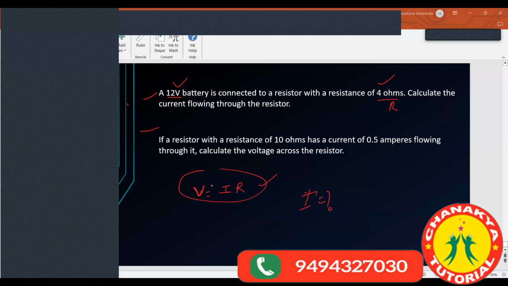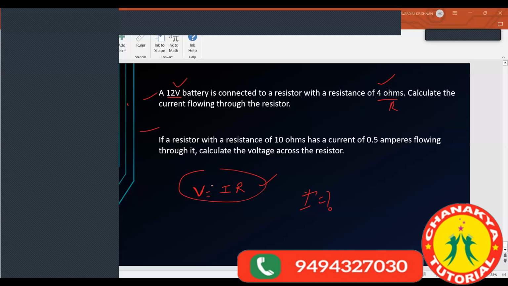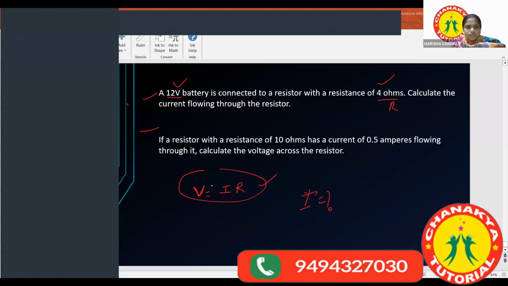Oh, ma'am, the formula is V equals I by R, right? No, V equal to IR. V is directly proportional to current and V is directly proportional to resistance. Hamza, your second one is right and first one is right. You can leave. Yeah, thank you. Bye. Aishwarya, first one is right.